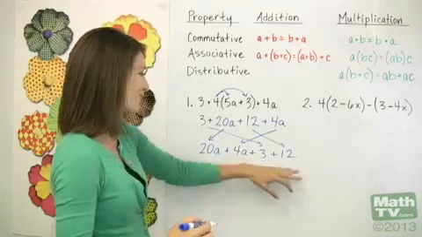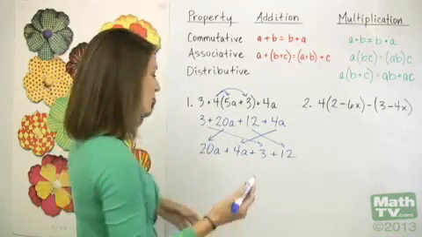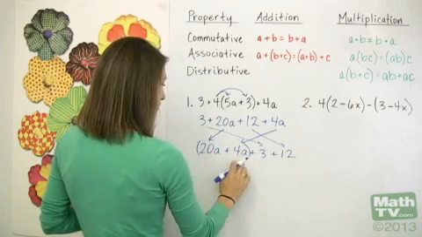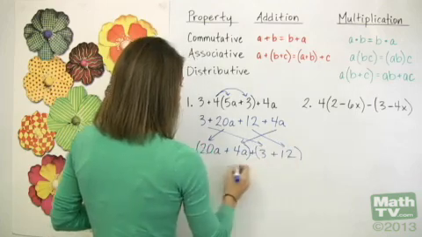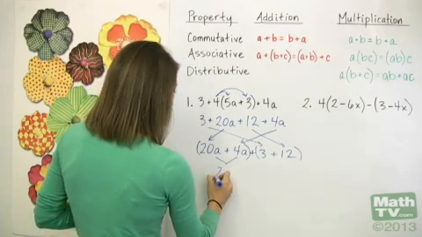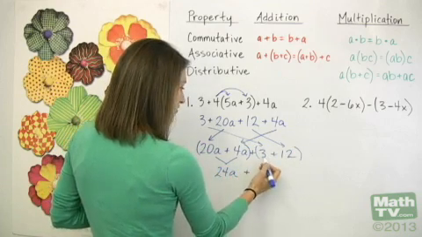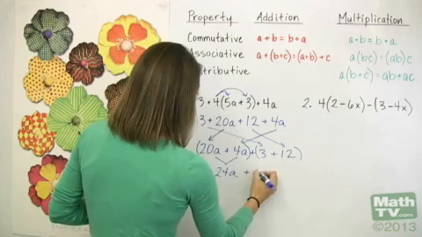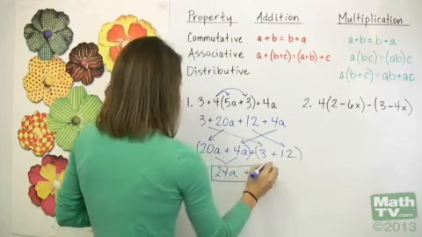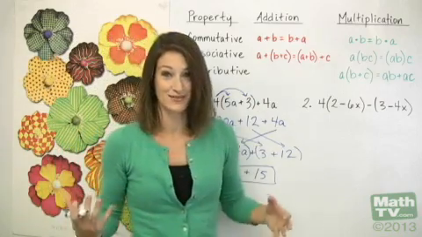So now since we've rearranged these terms, we can apply the associative property and group them in order to simplify. So let's group our terms that have our similar variable and group our whole numbers. And then we'll add. So we have 20A plus 4A is 24A, and then 3 plus 12 is 15. So our final answer, simplifying this expression, gives 24A plus 15.